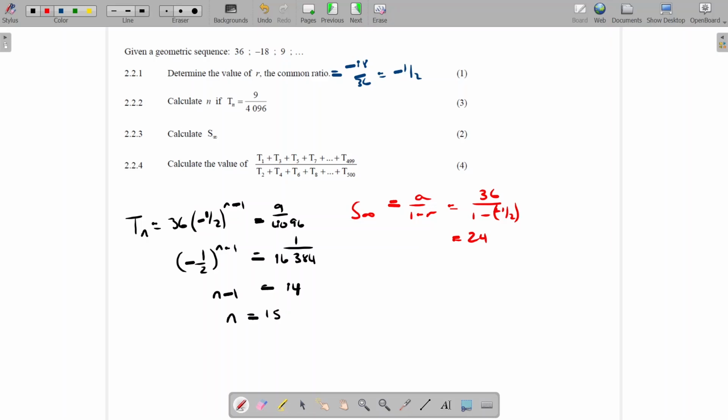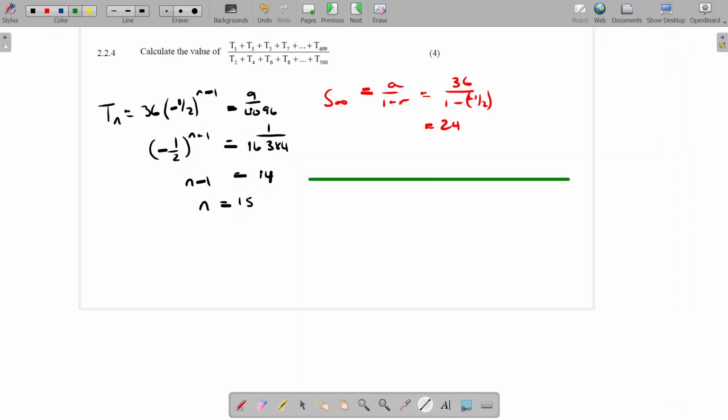Calculate the value of term 1 plus term 3 plus term 5, etc., up to term 499, divided by term 2, term 4, up to term 500. Okay, so as I said, this was the one that interested me and why I chose to do this example. So let's have a look here. What do we have? I'm going to create some space here to look at this problem. So let's just look at this fraction as a bigger fraction. Let's see if we can make sense of it. There must be some type of cleverness to it.